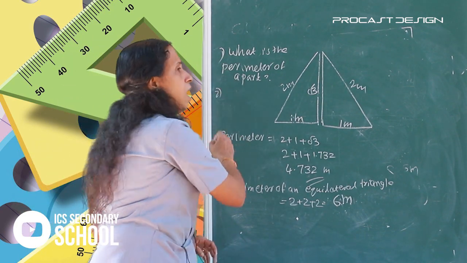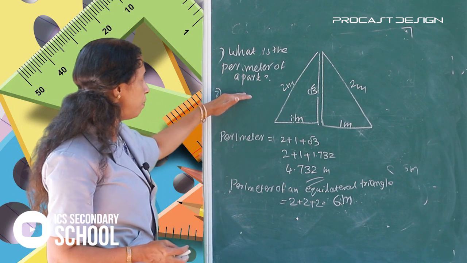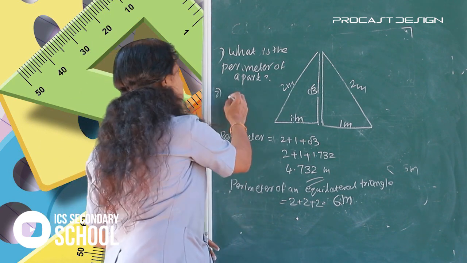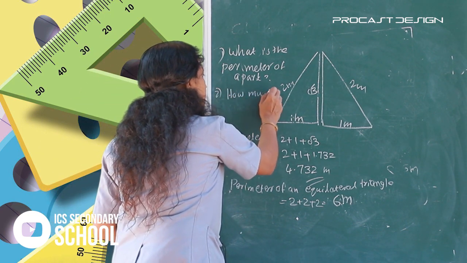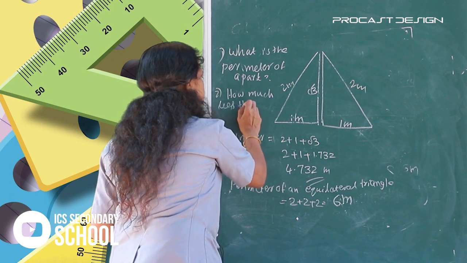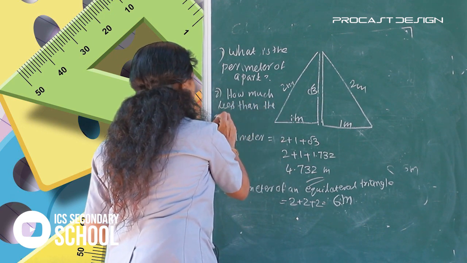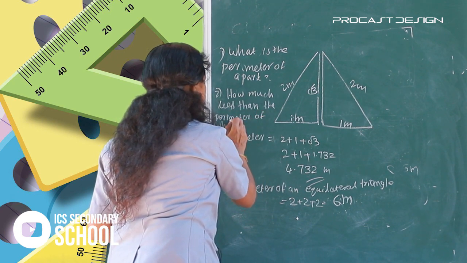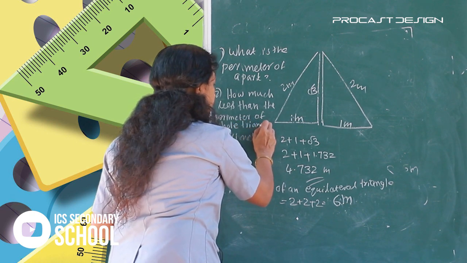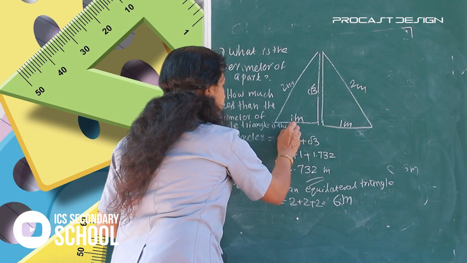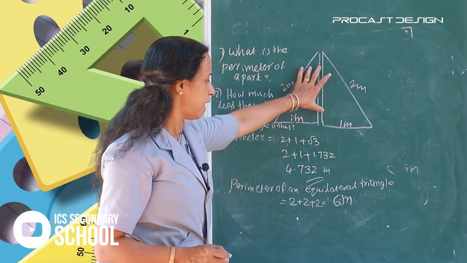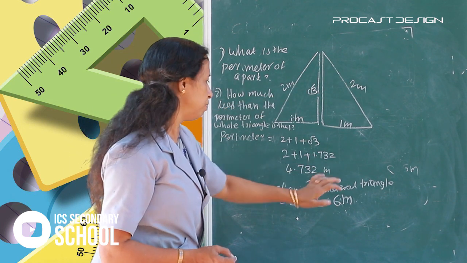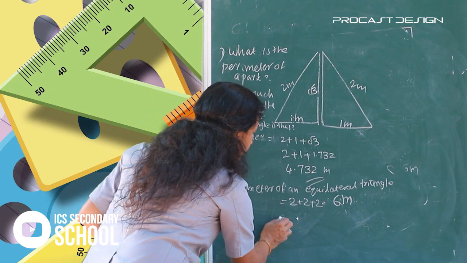Here, second question: how much less than the perimeter of the whole triangle is this? The perimeter of the equilateral triangle is equal to 6 meter and the perimeter of this part is equal to 4.732 meter. How much less is it?